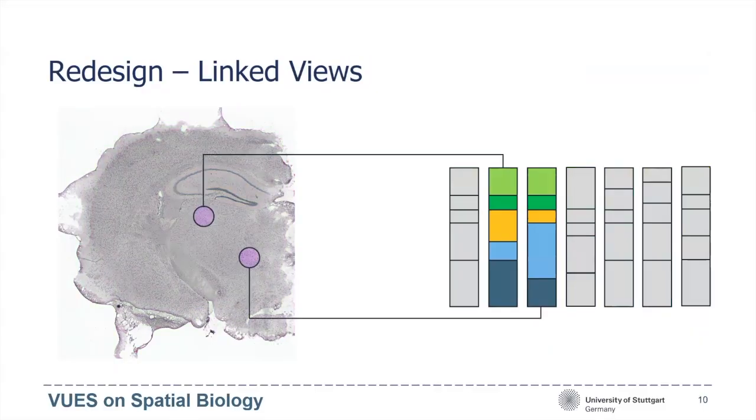we provide linkage between the views so that the mixtures can still be related to the spatial context of the tissue. The user is able to select a bar and get a highlighting on the histological image, or the other way around. Selecting parts of the image highlights the corresponding mixtures in the bar chart.